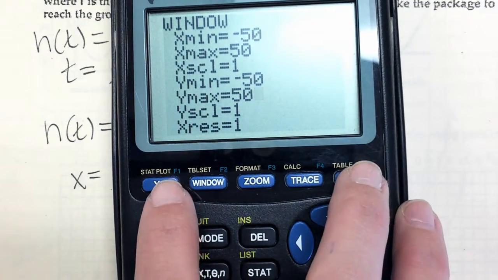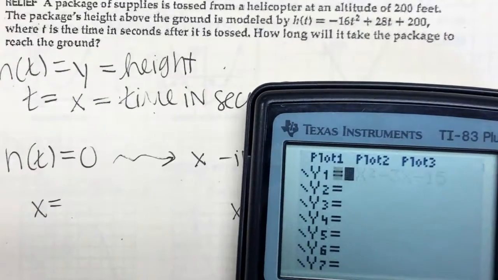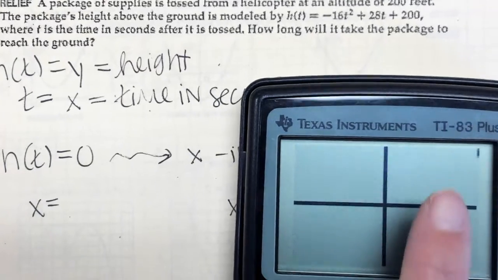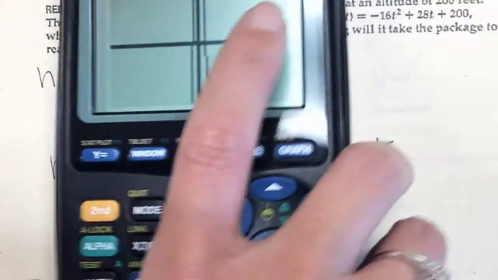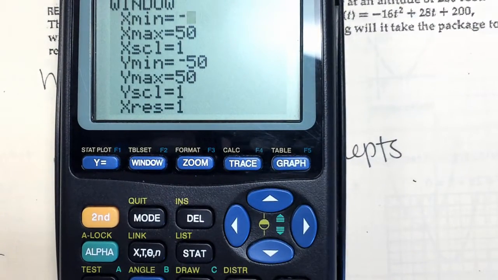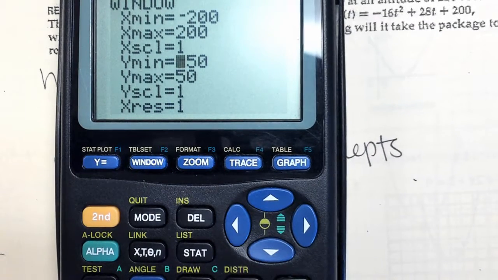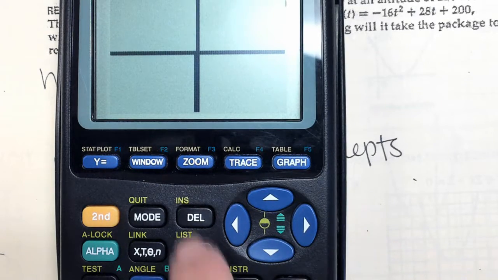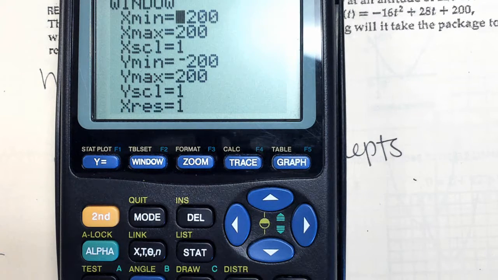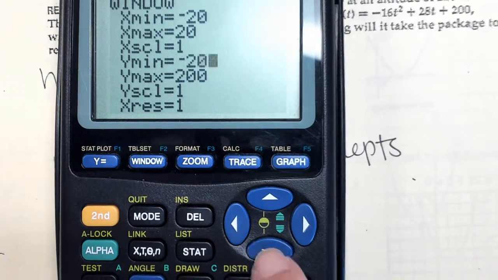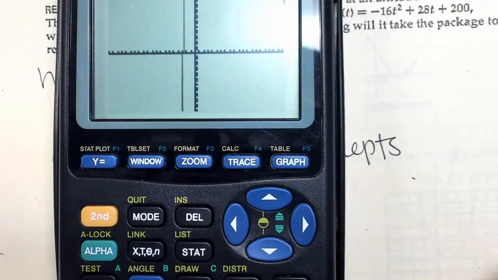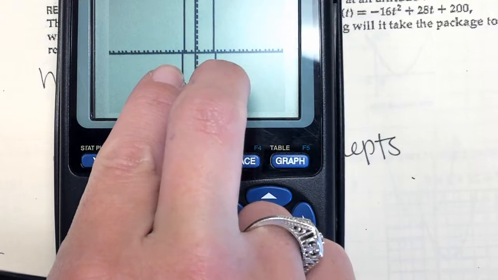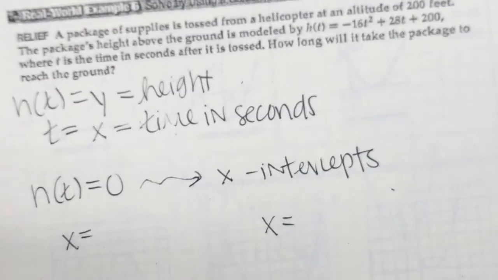Did you already type it in? No? Okay. A graph, sorry. Nope, go back to window. Type in negative 200, 200, negative 200, 200. Or actually, what am I doing? Go back to window. I'm sorry. Because we're not looking for the maximum, we're looking for the what? X-intercepts. Let's make this negative 20, negative 20, and 20. My bad. There we go. And all you're looking for is this. Okay? So use second zero, find out what those are.